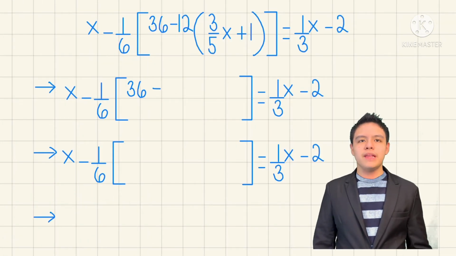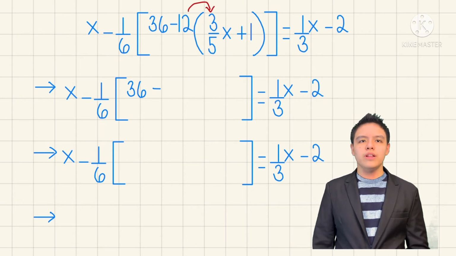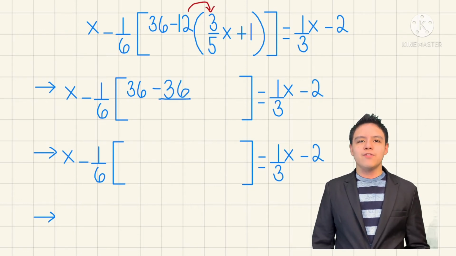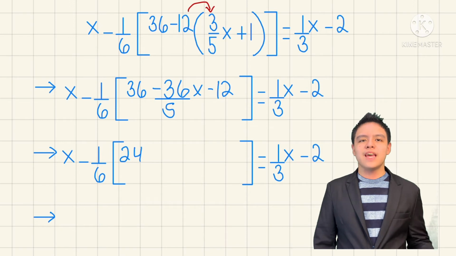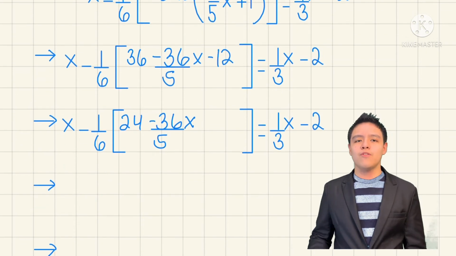We can start by distributing negative 12 to 3/5 x and 1. We will get negative 36 over 5x minus 12. After that, we'll subtract 36 and 12. We will get 24. And next, we will distribute negative 1 over 6.